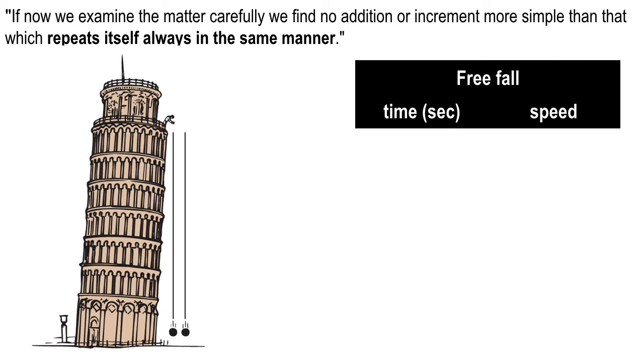He said that if we examine the matter carefully, we find no addition or increment more simple than that which repeats itself always in the same manner. Now he knew that to be the case from free fall. And he did experiments, like the Leaning Tower of Pisa, and experiments with ramps and stuff in his laboratory. And let's make a table of free fall time and free fall speed. We're going to do it as if he could measure free fall in the metric system, that's what we're going to talk about here.